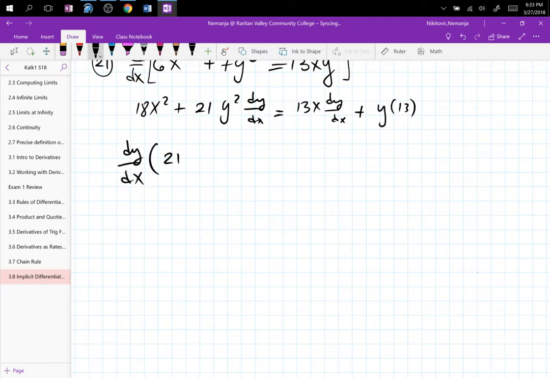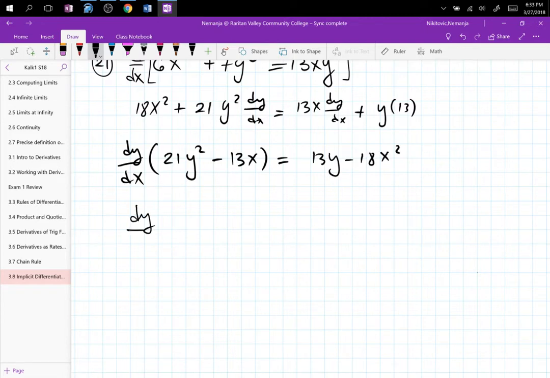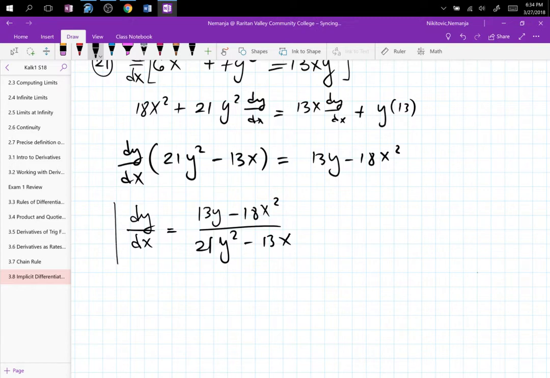And in parentheses, we have 21y squared minus 13x. On the right-hand side, we have 13y minus 18x squared for the total derivative of 13y minus 18x squared divided by 21y squared minus 13x. And that takes care of the problem.